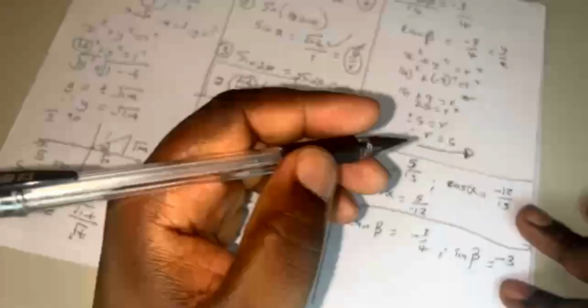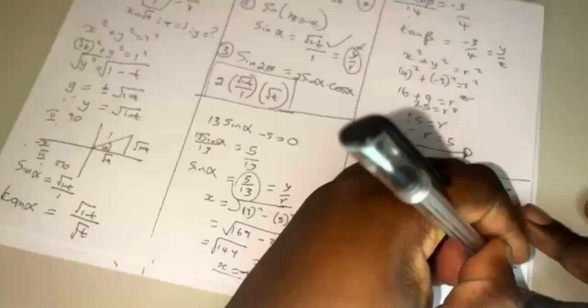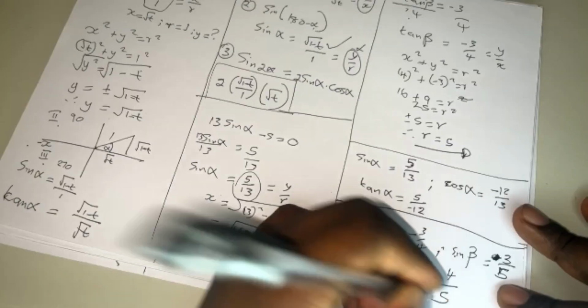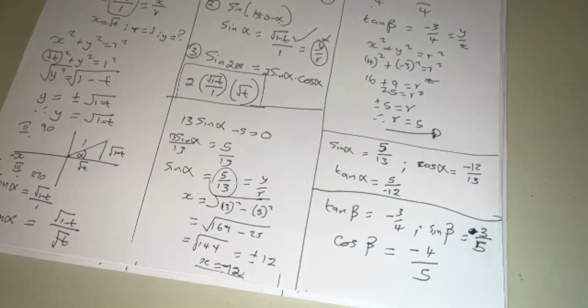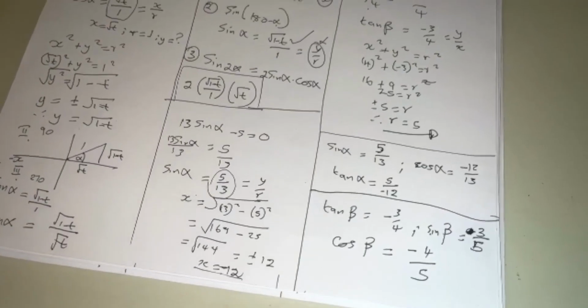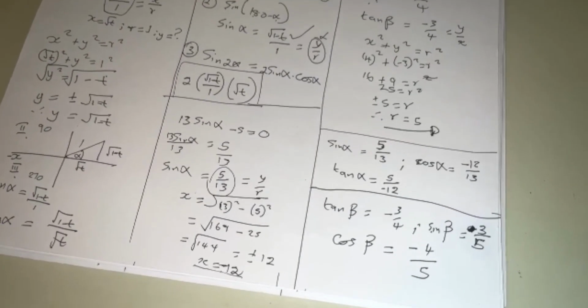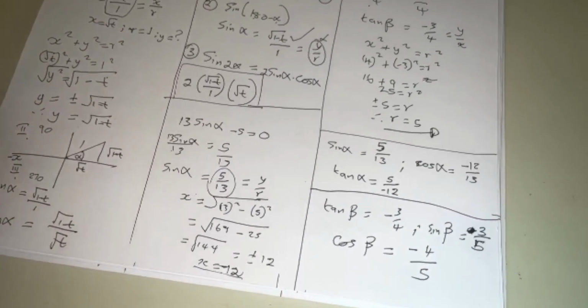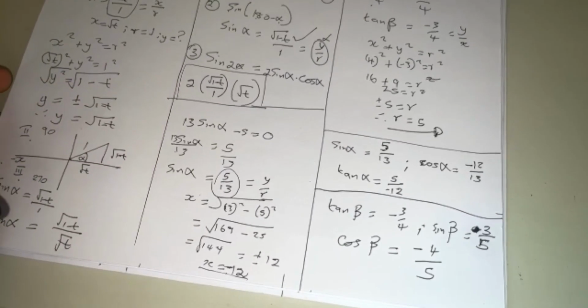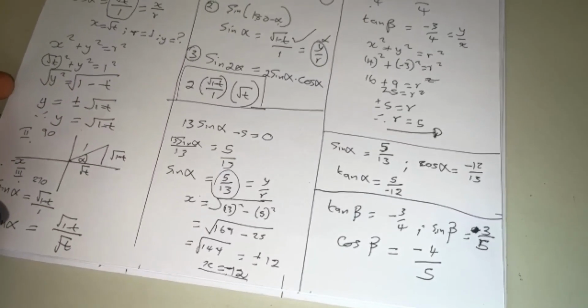Not this one. It's x, because in the second quadrant the sign is positive, so it's going to be 3 over r, which is 3 over 5. And then the value of cos beta here is going to be negative 4 over 5. If you can now understand how we come to this, then let's look at the question and see if we cannot answer all the questions using all of these principles that we just figured out here.